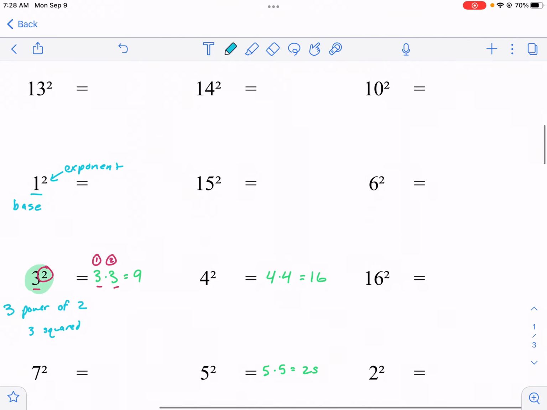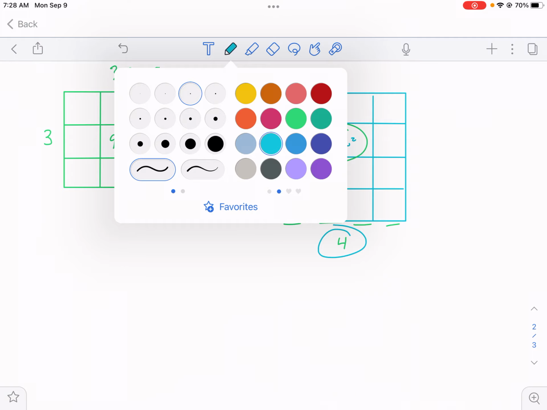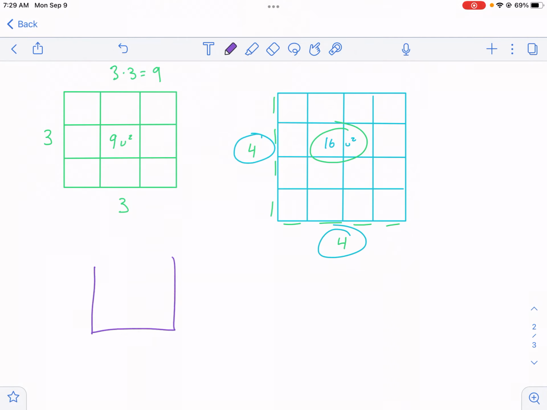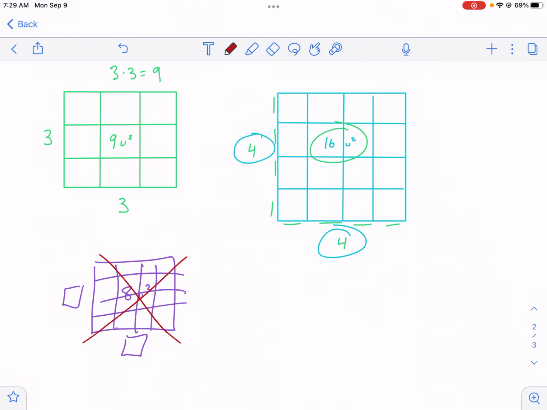Now I want to show you something real quick. Numbers that are not perfect squares, because not every number is a perfect square. So if you were to try to do this with 8 units squared on the inside, is it possible? Not with integers, okay? Not with whole numbers, because there's no number multiplied by itself that's an integer that will get you 8. You can't draw units perfectly to get 8 units squared, so therefore this is not a perfect square. There's no number times itself that equals 8.